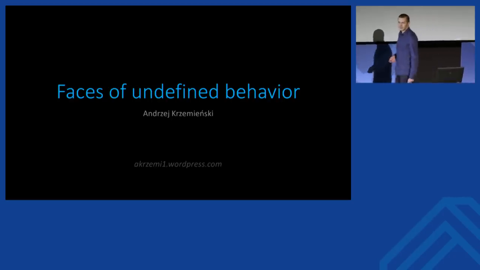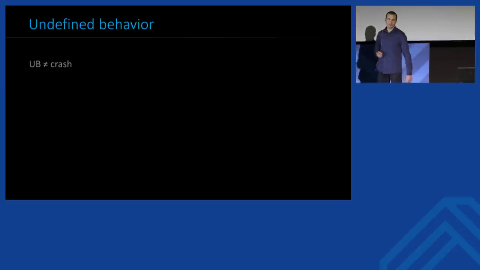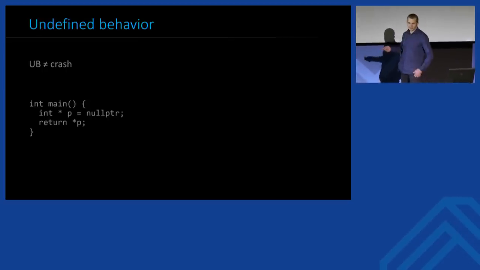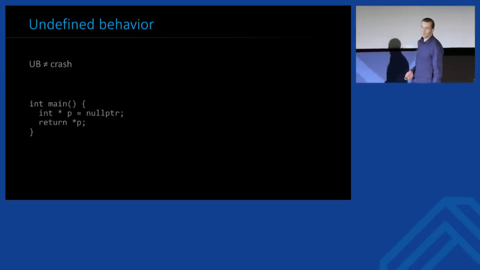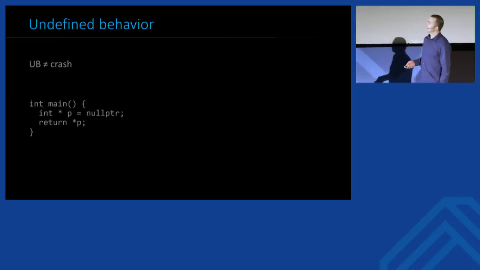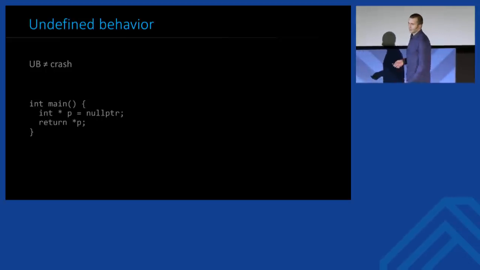So first, what is undefined behavior? It is not a crash, although in many minds it is associated with it. Let's look at an example. This is a canonical example of undefined behavior. I'm creating a pointer that explicitly points to no valid memory, and then I'm trying to dereference it. According to the C++ standard, which is a contract between those who write compilers and those who use them, it tells you nothing about what happens in this case. But something will happen when we compile it. When I compile it and run it, it runs fine. It does not crash. It produces value 32.